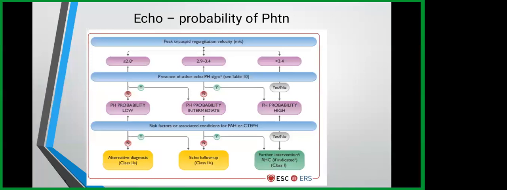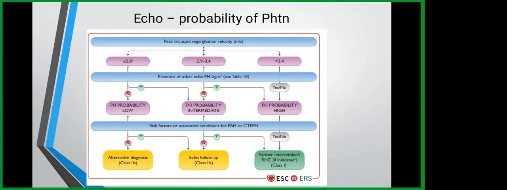Now, if you have a low TR velocity, less than or equal to 2.8, but with other echo signs, it pushes it to intermediate probability. If there are risk factors or other associated conditions, this person should now get a right heart cath. This is a class 1 indication.